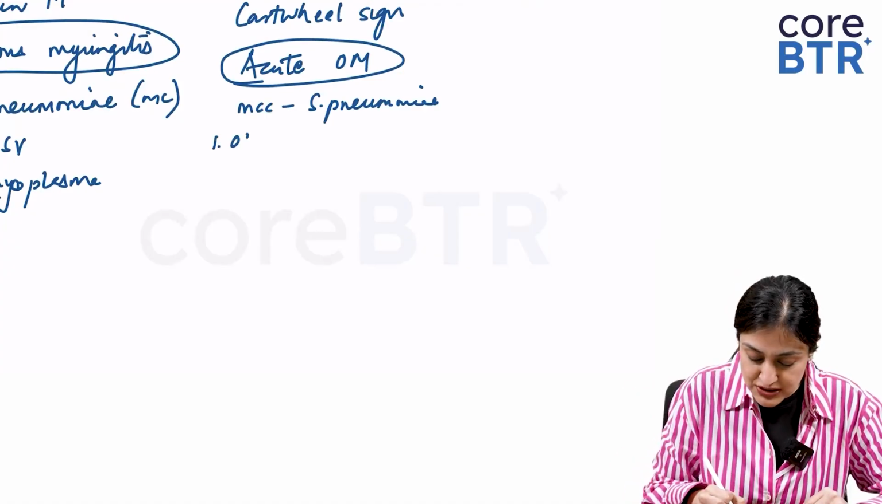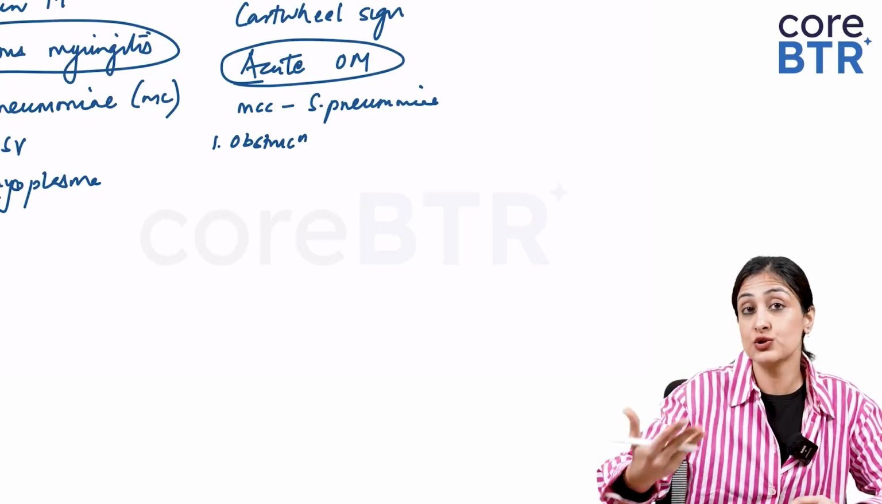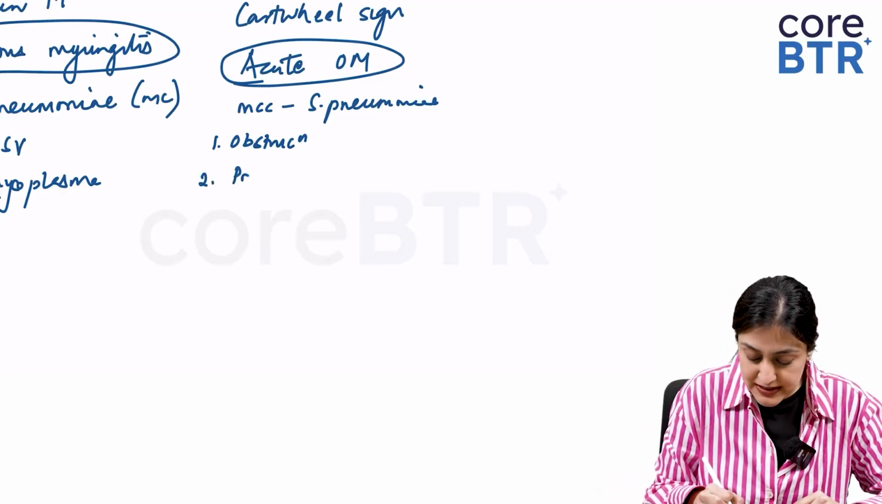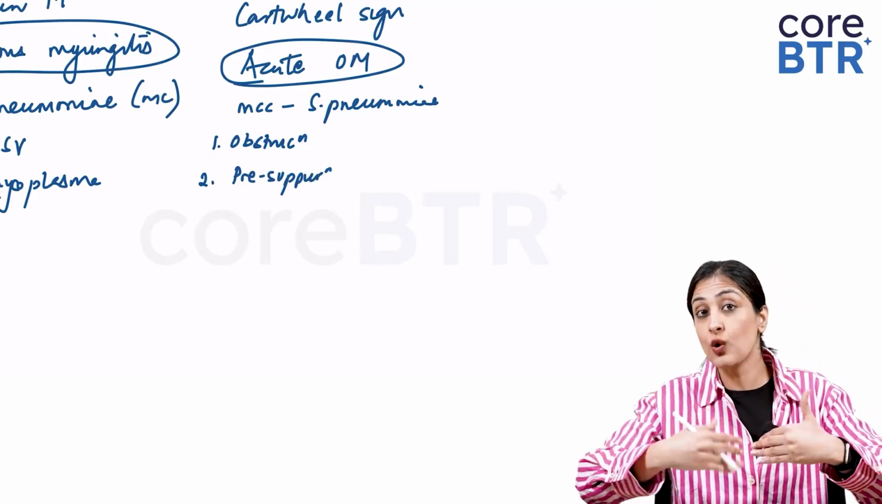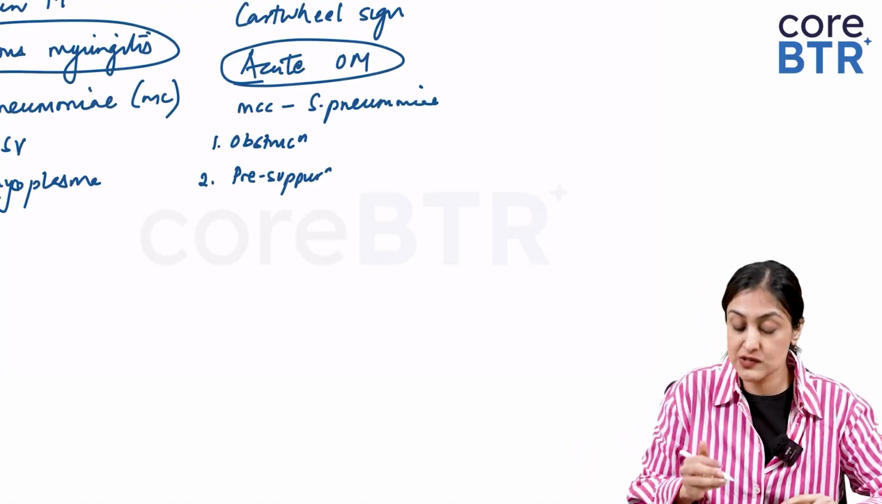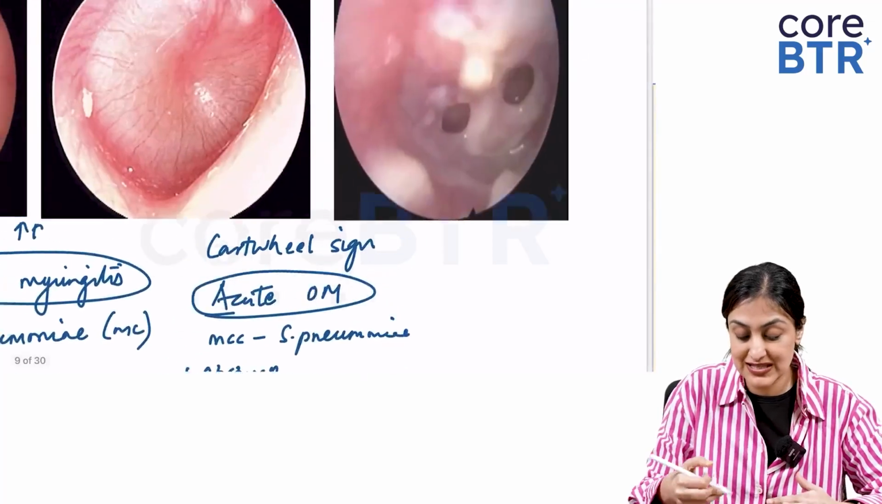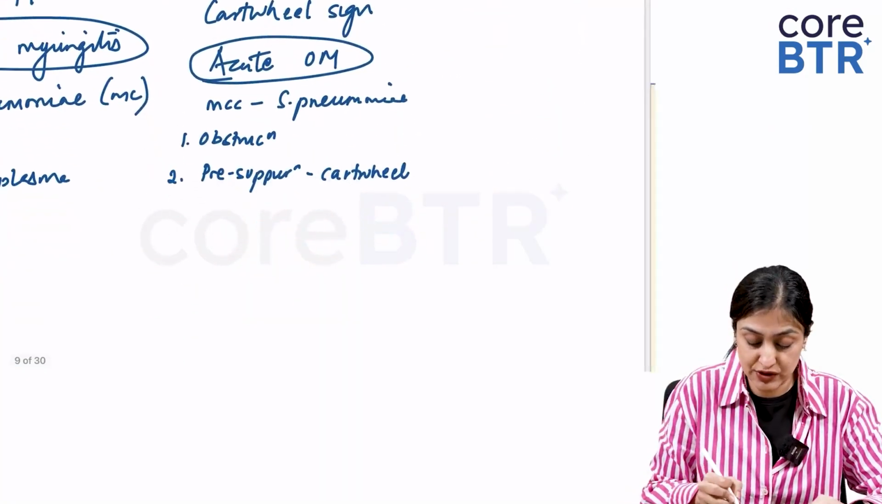So the first stage is the stage of obstruction, where the eustachian tube is obstructed and now slowly the inflammation is starting to increase. Then we have the stage of pre-suppuration. So this is where the pus is not at its maximum, right? The pre-suppuration stage is where I'm seeing hyperemia, this cartwheel sign, the infection is starting to get its pace, right? So this is pre-suppuration.